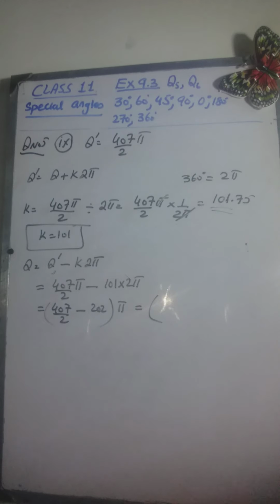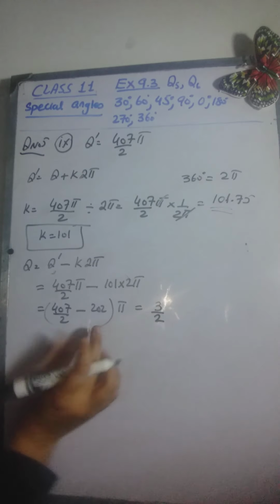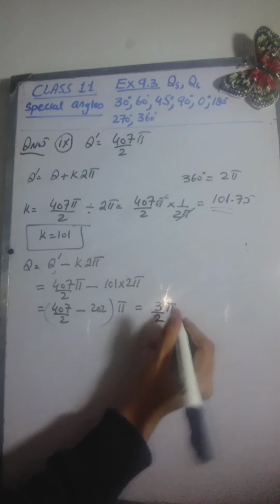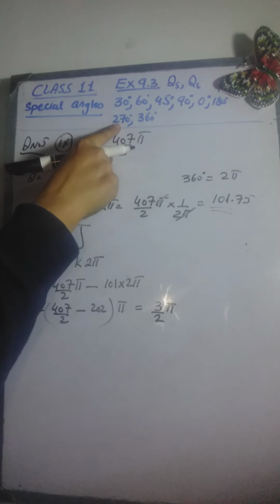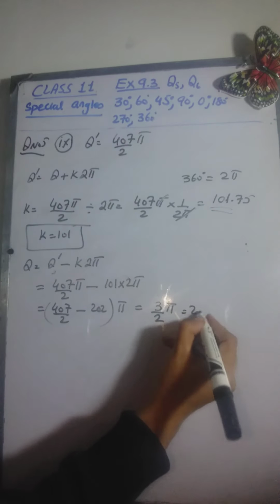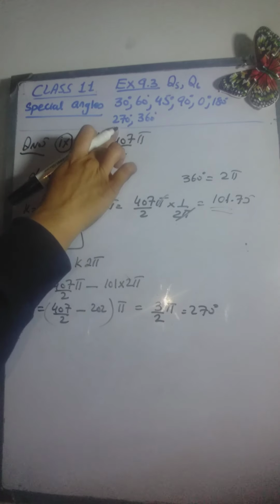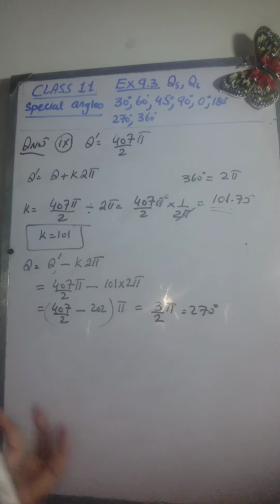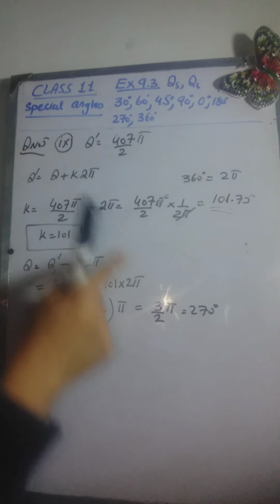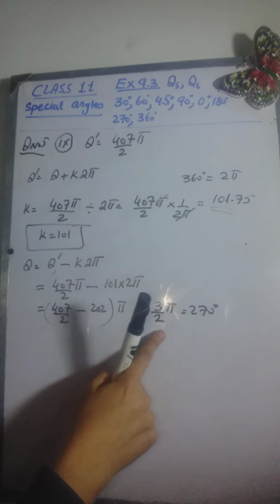407 by 2 minus 202. That will be equal to 3 by 2 pi. So we know that 3 by 2 pi is actually the angle of 270 degrees. 270 degrees in radians is written as 3 by 2 pi, which is a special angle whose trigonometric ratios we already know. It means that the trigonometric ratios of 407 by 2 pi will be equal to those of 3 by 2 pi.